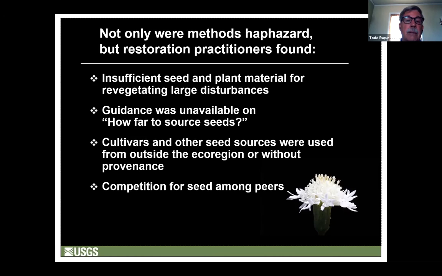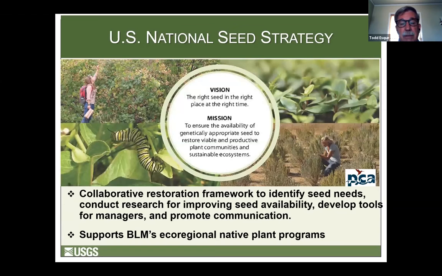But programs like the National Seed Strategy have worked to stabilize the environment, to help with communication, and provide a framework to identify the seed needs, for stability and funding to do research and develop tools for the managers, and promote communication. So this has been a huge boon to the community of restorationists to have this available to us.